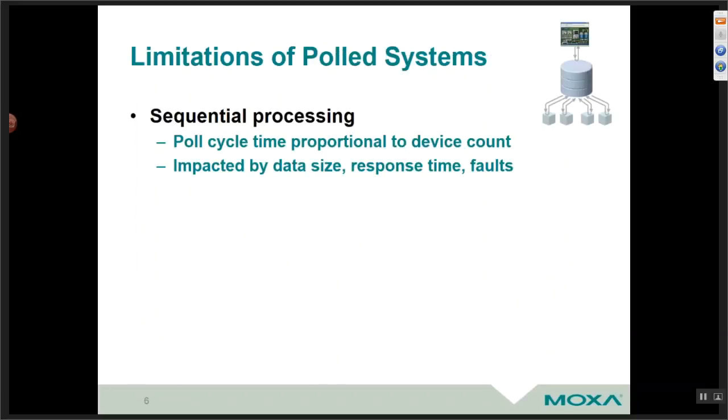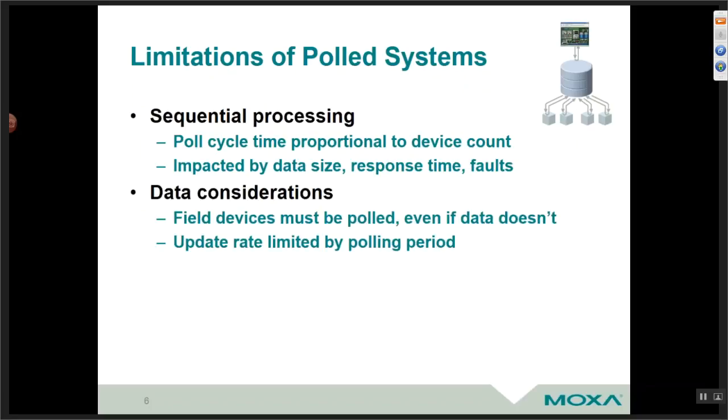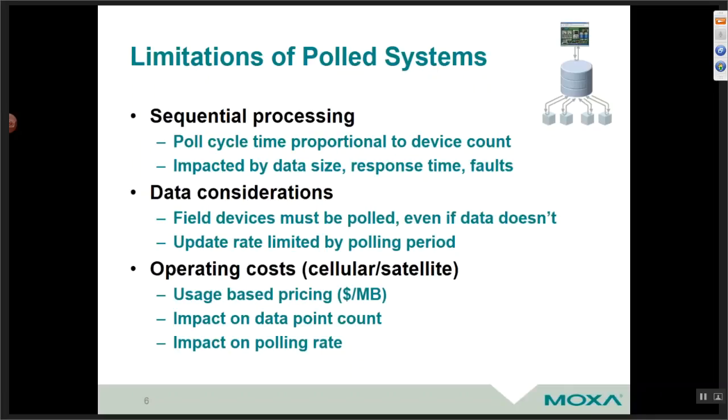So basically, here are some of the limitations. I spoke to a little bit of this, right? Sequential processing. The total time to refresh all of the items that you want depends upon how many devices, what the communication speeds are, and how much data you're pulling. And that might impact how much data you can display. Lastly, some of you might be using cellular connections through a cell modem or even satellite with various satellite technologies.